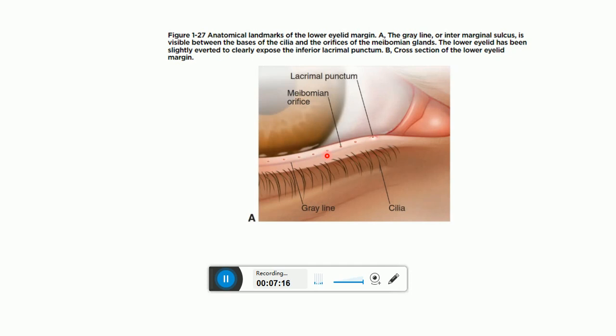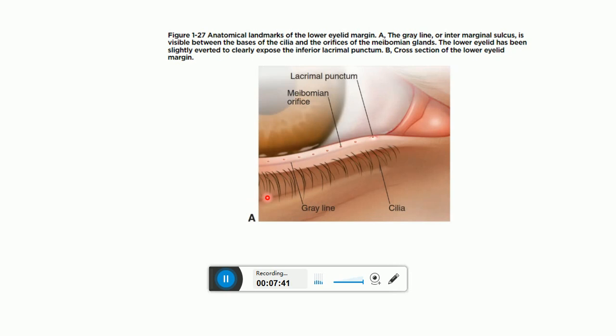plane of the eyelid. Anterior to this line, you can see the eyelashes or cilia. Behind this line, you can see the openings of the meibomian glands, also known as tarsal glands, just anterior to the mucocutaneous junction.